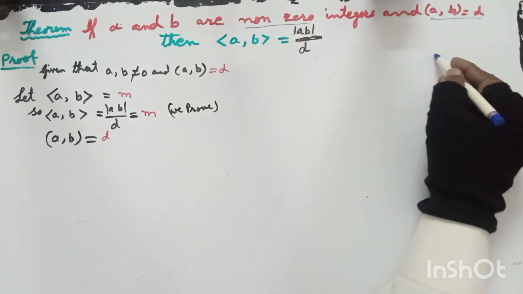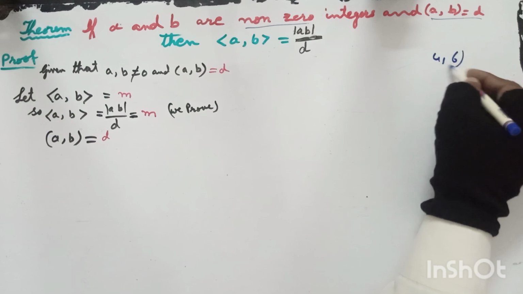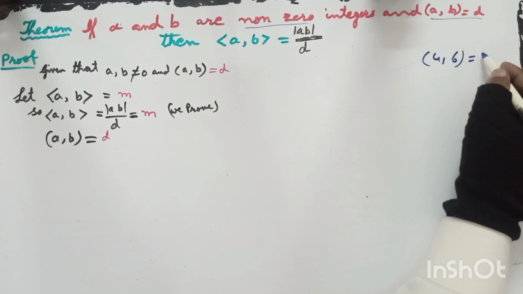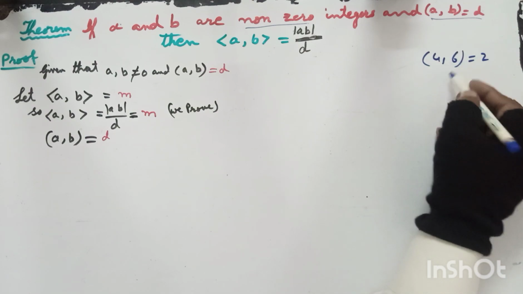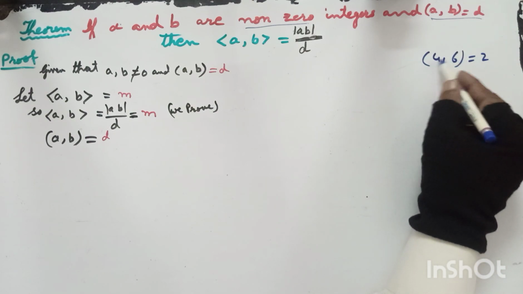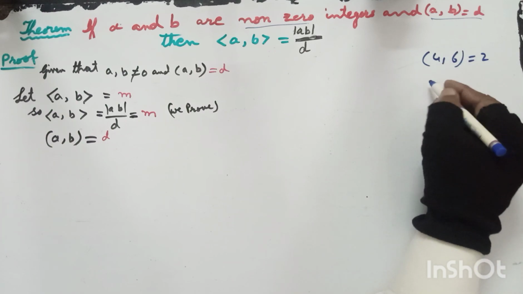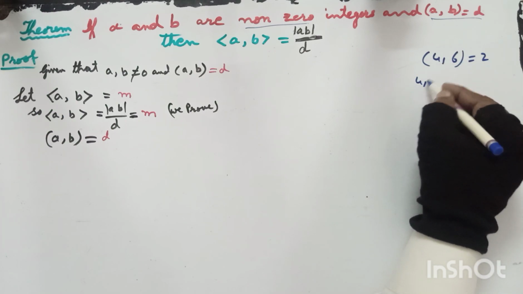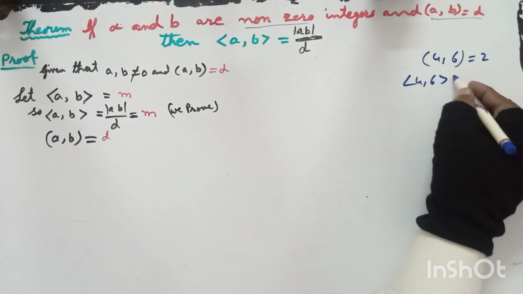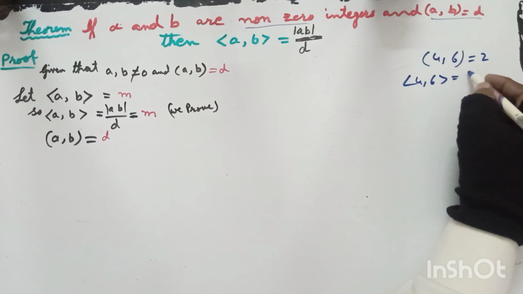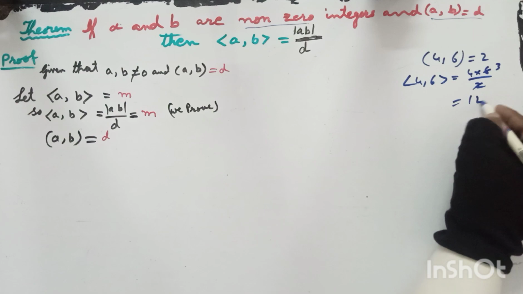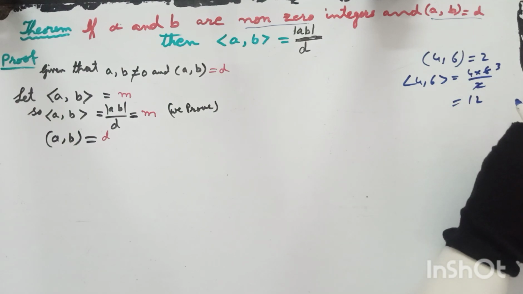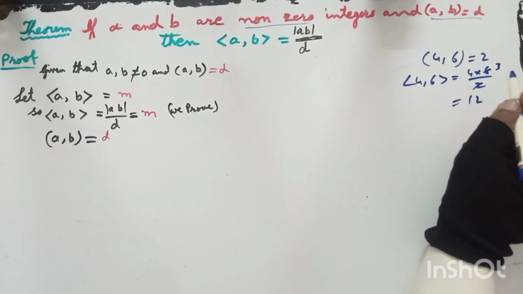Let's clear this concept with an example. If their GCD is 2, what is their LCM then? Least common multiple. Multiply these two numbers and divide by the GCD, then I have 12 as their LCM. We can find it that way. Now we just want to prove this.